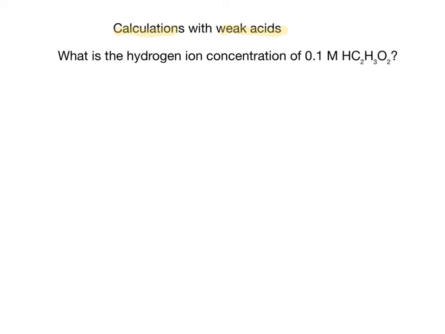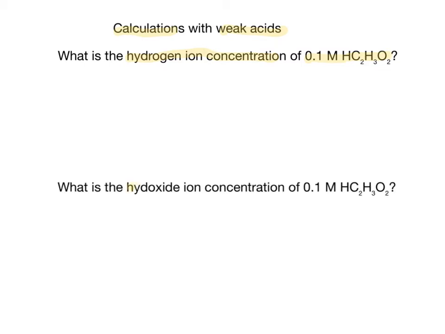Now it's time for you to try some calculations with weak acids to find out what the hydrogen ion concentration and the hydroxide ion concentrations are for various weak acid solutions. Let's start by answering the question, what is the hydrogen ion concentration of a 0.1 molar hydrogen acetate solution? And then we'll ask, what is the hydroxide ion concentration of the same solution? Please pause your video now as you try the calculation yourself. When you return, I will have the answer for you.